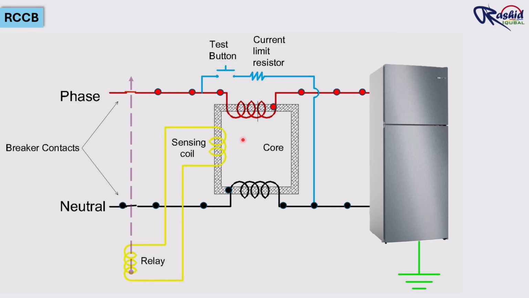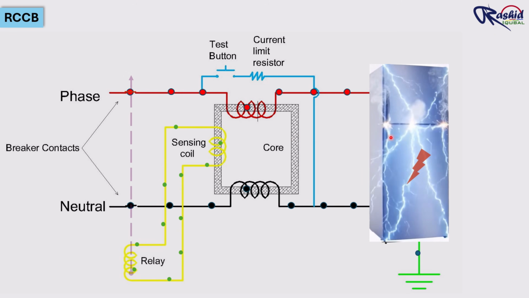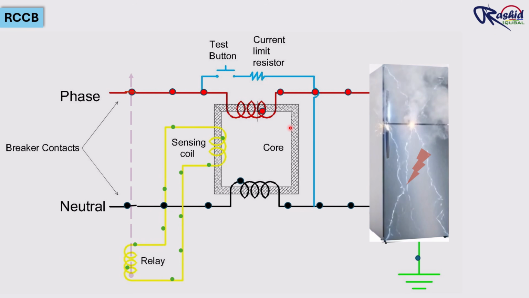But when an earth leakage occurs, this balance changes. Now the current in the phase wire is higher than the current returning through the neutral wire. Because of this difference, the magnetic fields are no longer cancelled. A small magnetic signal is created inside the core which generates a voltage in the sensing coil.